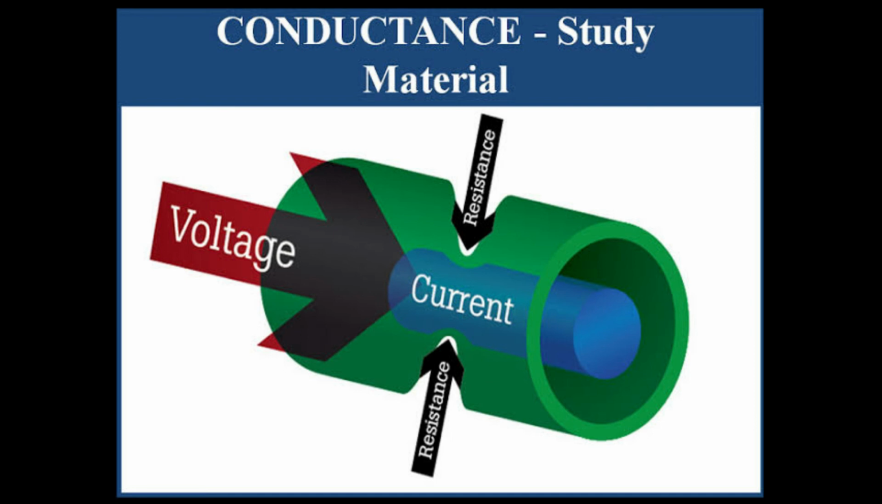The voltage, shown by the red color arrow, is flowing in the conductor. The green color means it is the conductor. The current and the voltage, the force, move the electrons present in the conductor from one place to another. The black arrows represent the resistance and the blue color represents the current. The force to move from one place to another, the red arrow, means voltage.